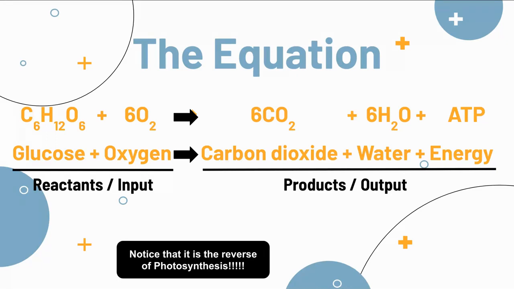Please pay close attention to how the cellular respiration equation is the opposite or inverse of the photosynthesis equation. In cellular respiration, we have glucose and oxygen as our reactants, but in photosynthesis, remember, glucose and oxygen were the products. And the products of cellular respiration, energy, carbon dioxide, and water, were all the reactants during photosynthesis.